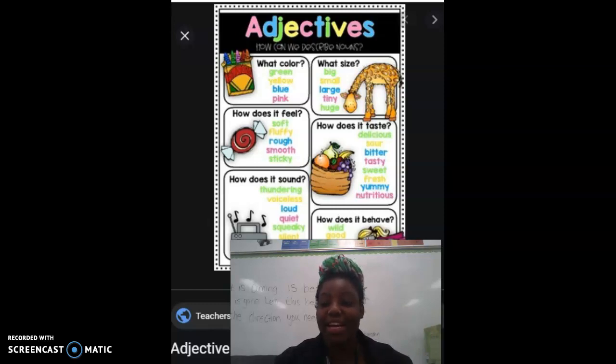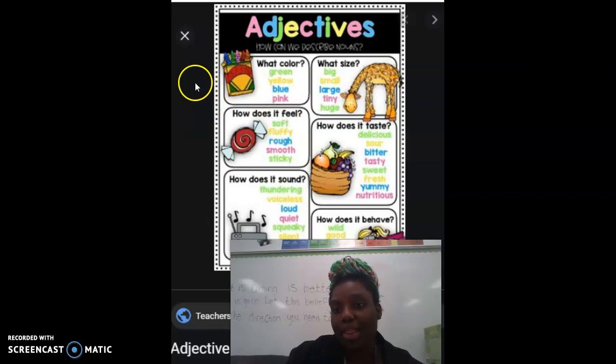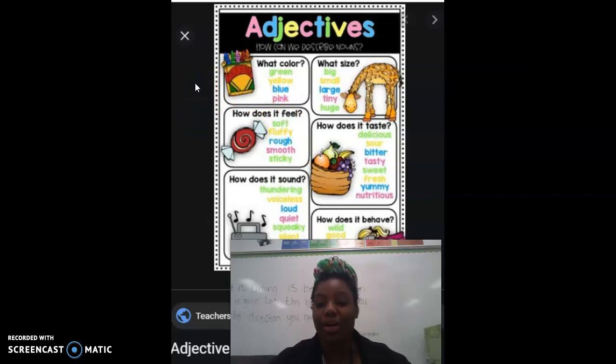I know Miss Miranda has taught you about this. Adjective is where we are describing a noun or another adjective by telling its color, size, how it feels, how it tastes, how it sounds, or how it behaves. This is why reading and writing go so well together, because descriptive text could be in your story that you're reading, or it could be what you use in order to become a stronger writer.